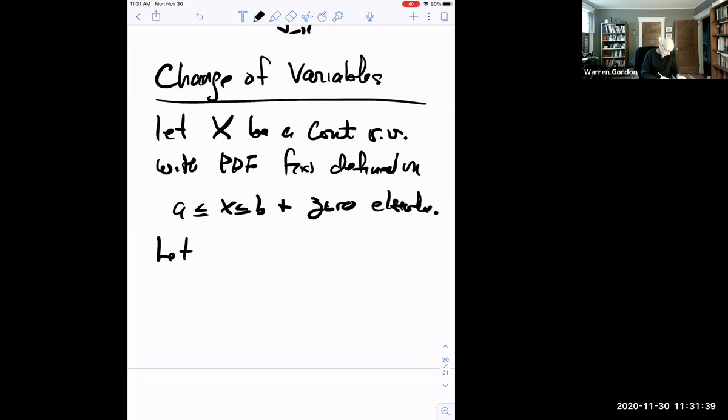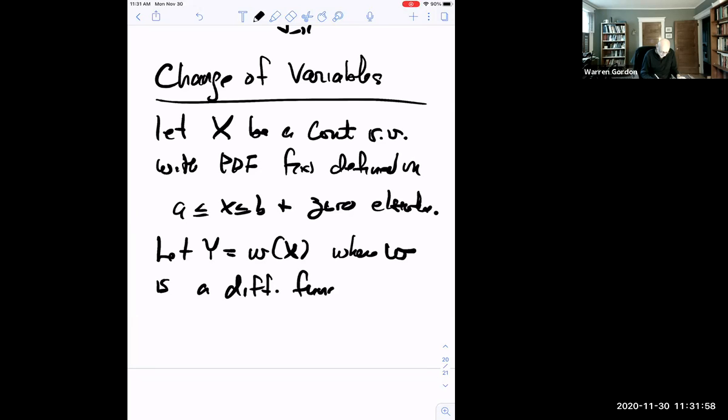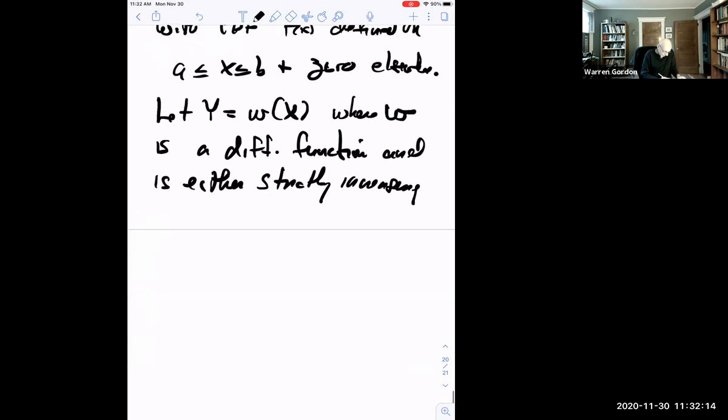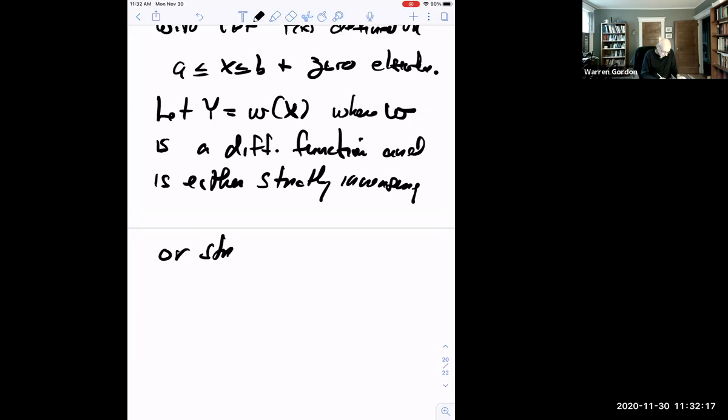Let y equal w of x, some function of x, where w is a differentiable function, meaning it has a derivative, and is either strictly increasing or strictly decreasing. That's called a monotonic function.